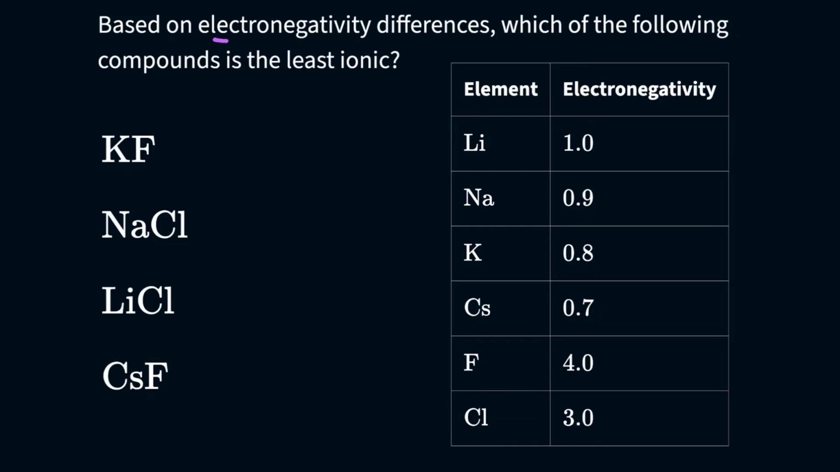Based on electronegativity differences, which of the following compounds is the least ionic? And then we have basically a multiple choice. Would it be potassium fluoride, KF, NaCl? Why is this my favorite compound, I guess, right? Why is NaCl so special?